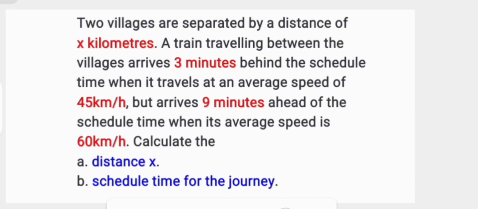In this problem, we are told that two villages are separated by a certain distance, x kilometers, and we are given two different speeds at which a train can travel and the respective time that the train will arrive. So with the distance being the same and the speed different, what is left for us to find is the time. So we are going to make a representation.